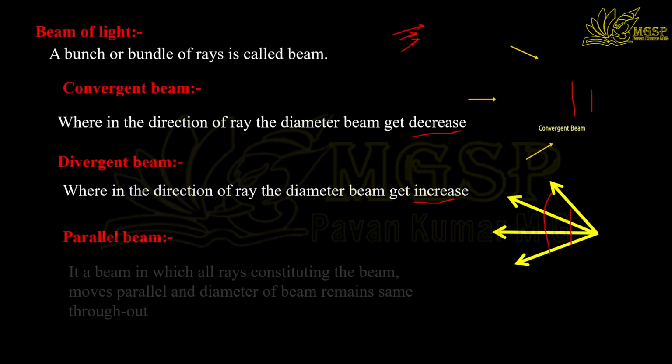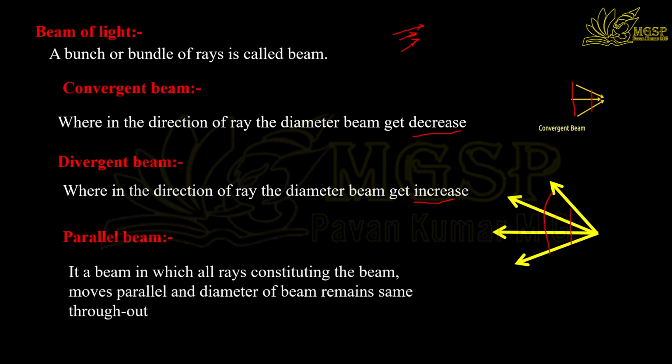Next comes the parallel beam. It is a beam in which all rays constituting the beam move parallel and the diameter of the beam remains the same throughout, means wherever you consider, the diameter of the beam remains the same. Suppose I consider here, the diameter is the same, and if I consider here also the diameter remains the same. So is it clear? Okay, let's go to another one.